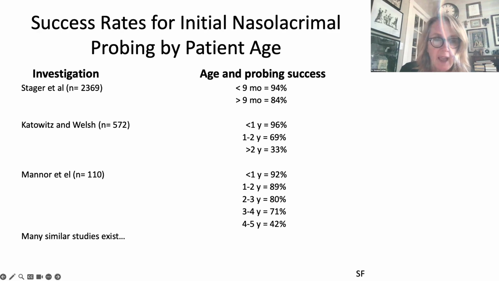Katowitz looked at 572 patients, and success was 96% at less than 1 year of age, decreased to 69% during that second year of age, and down to 33% over 2 years. So that's a very significant jump. And Giva Manor et al. had a smaller number of patients, but also very similar data trends. Next slide.